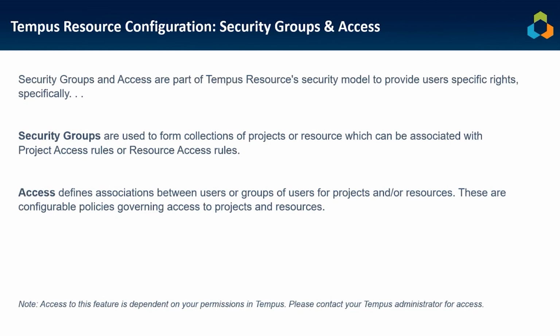So project and security groups basically have a one-to-one relationship: a project to a project security group, and a resource to a resource security group. At any given time, a resource can only belong to one resource security group, and the same thing with a project. Once a project or resource is created, it can immediately be added to an existing security group, and that security group can be updated at any time as well. So let's dive into Tempus and show you how to set that up.